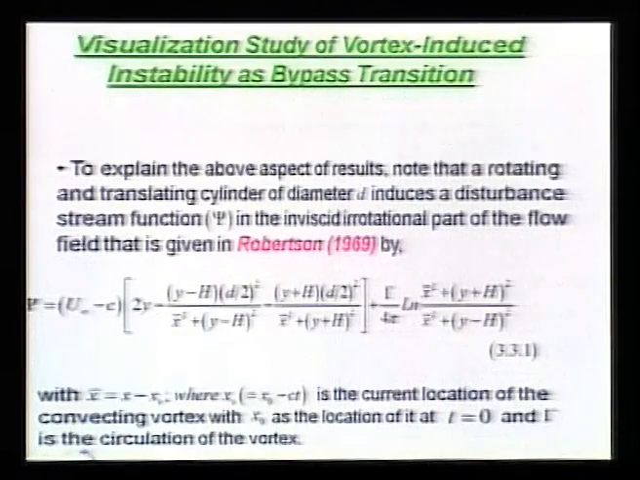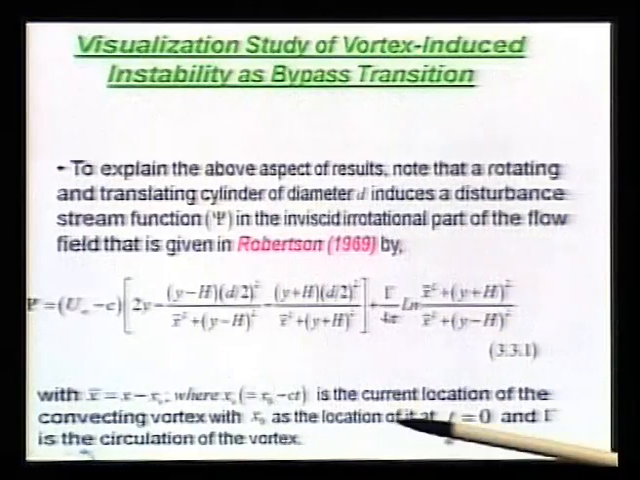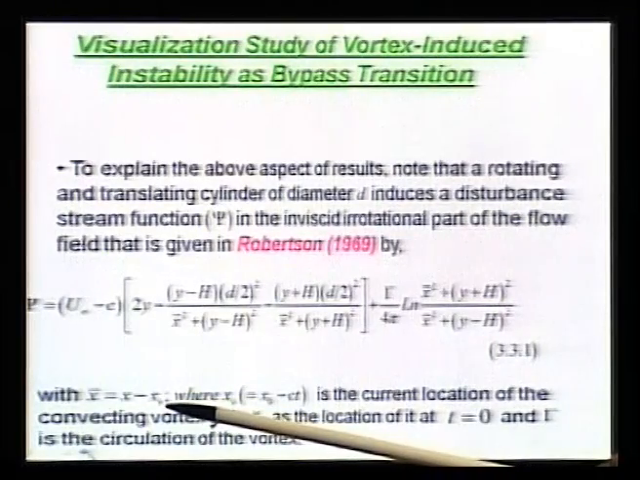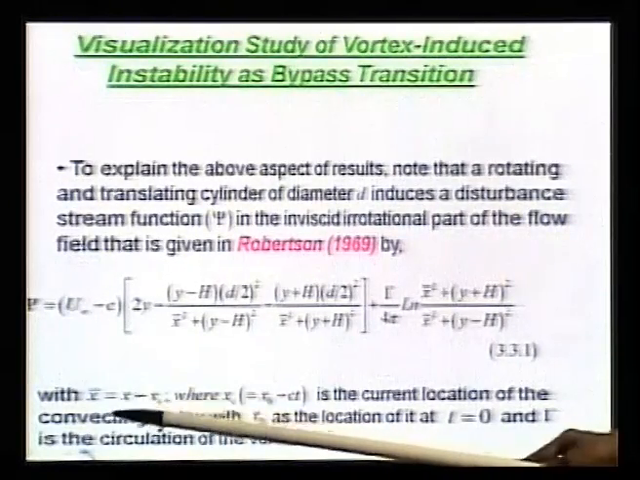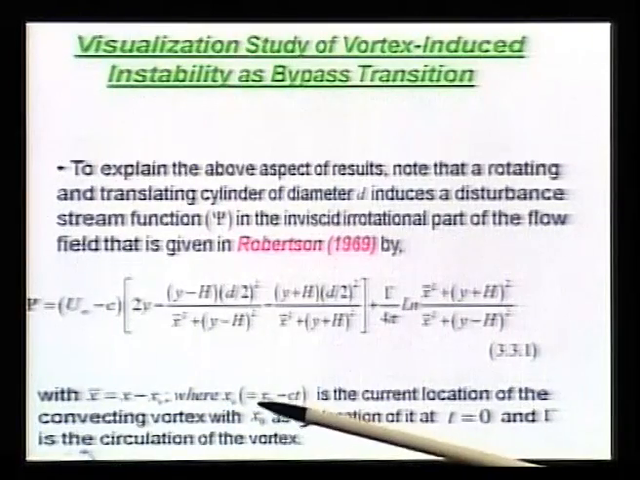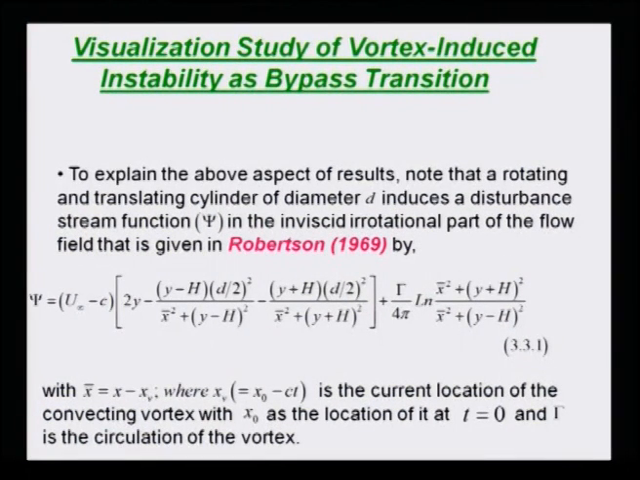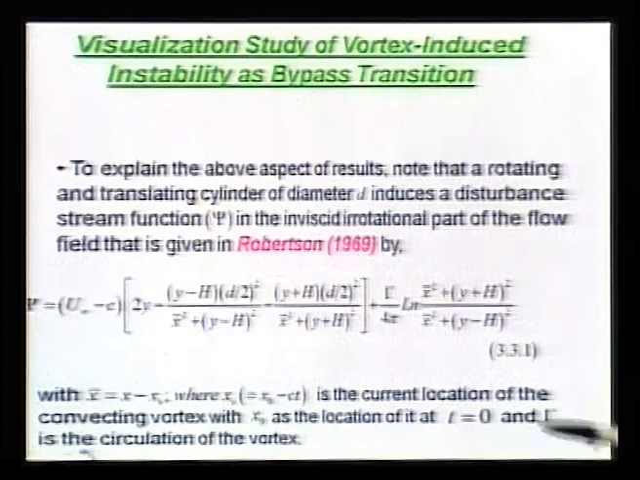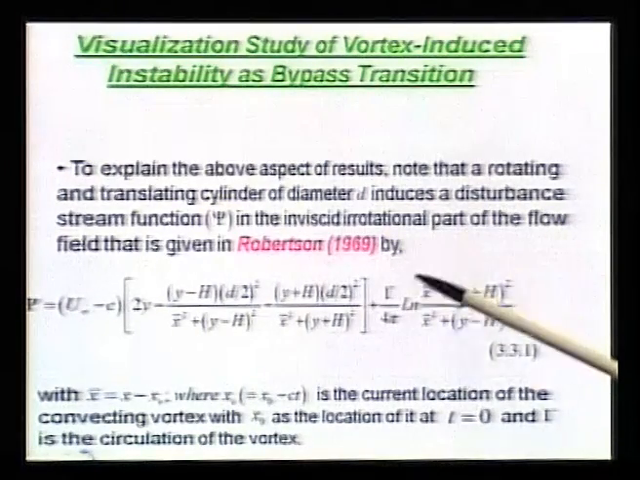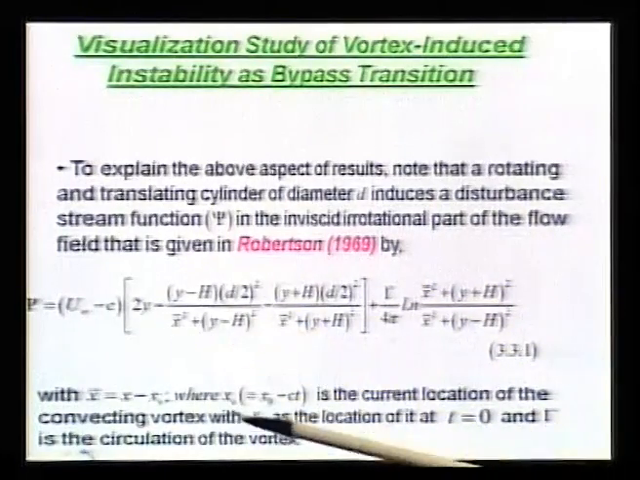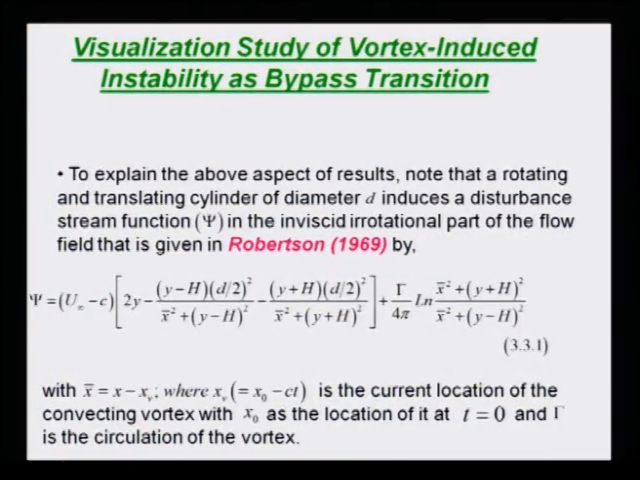And you note that we have indicated the x coordinate by x bar, where x bar is basically the location where we are studying with respect to the vortex location. So, x minus x v is your x bar, where x v itself is given by x naught minus c t, because it is moving at a constant speed c. So, what you are seeing is basically these two effects. This I will call the circulatory effect, or circulation effect, and this is what I will call the displacement effect.